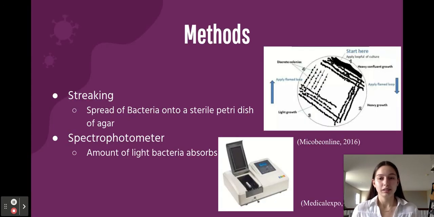For my methods, I streaked tryptic soy agar plates, and I also had samples of tryptic soy broth that I used. Those broth samples were put through a spectrophotometer. What a spectrophotometer does is it calculates how much light passes through the sample. So if there is more bacterial growth, less light will pass through.